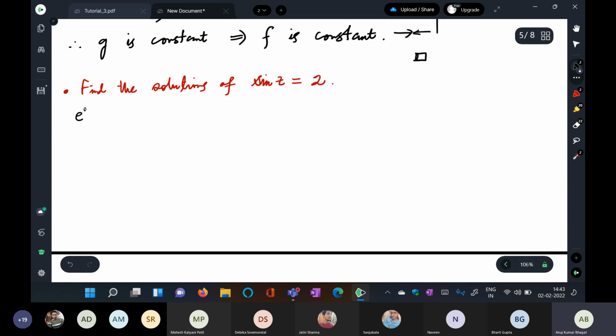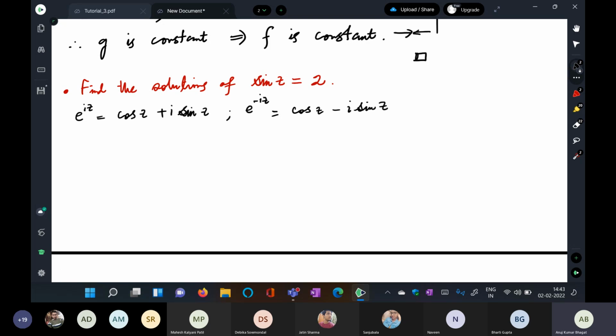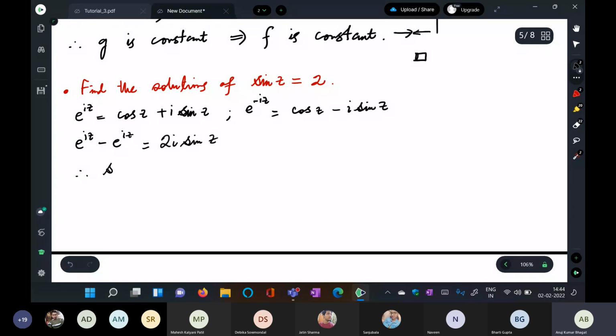So you know that e to the power iz is cos z plus i sin z, and e to the power minus iz will be cos z minus i sin z. So you can reduce the value of sin z from here. If you subtract these two, e to the power iz minus e to the power minus iz, I'll get 2i sin z. So what is the value I have got for sin z then?